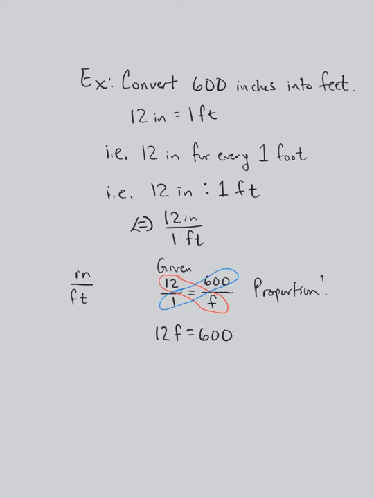Okay, and so now to isolate F, I would divide by 12, and if I do that, I get 50. All right, like that. And so what is that? That 600 inches is 50 feet, like that.